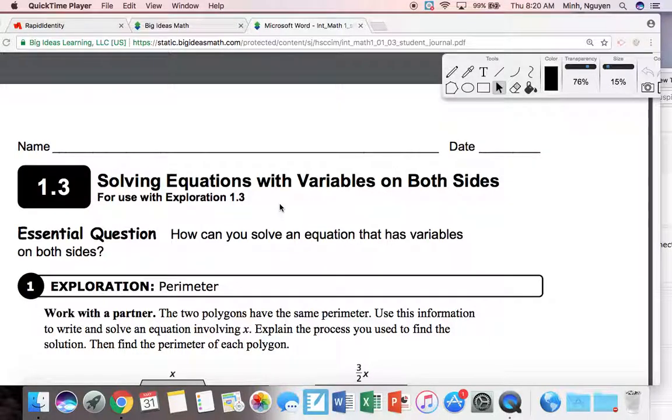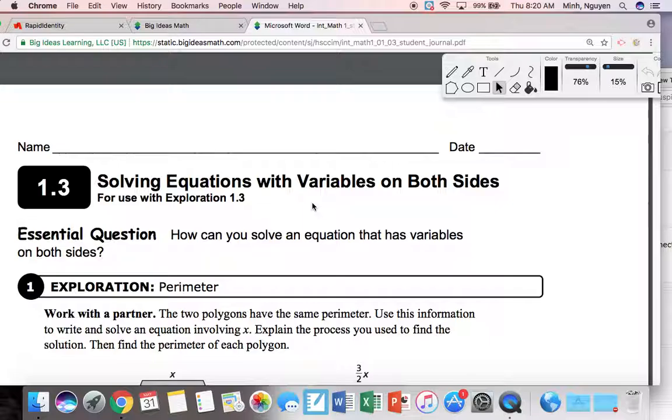Back, we're working on the next section, which is 1.3 in your student journal, solving equations with variables on both sides. This is where things definitely get a little dicey for some of you, not all of you, but some of you. How can you solve an equation that has variables on both sides?